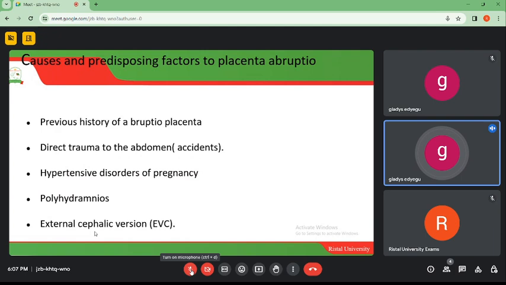Then external cephalic version, and this one was actually done a long time ago by the traditional birth attendants trying to turn babies, especially babies that are lying abnormally, with malpresentations and lies. These traditional birth attendants try to turn the baby to lie normally, and they end up detaching the placenta. But right now, it's not advisable because you end up causing complications to the baby and the mother.